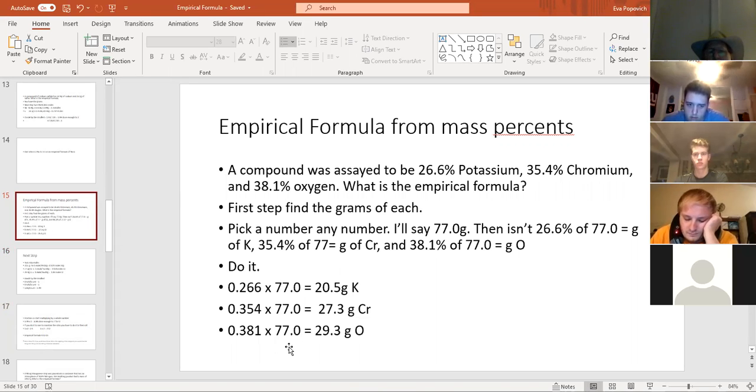I'm going to choose 77 just for kicks and giggles. And 0.266 times 77 gives me 20.5 grams of potassium. 0.354 times 77 gives me 27.3 grams of chromium. 0.381 times 77.0 gives me 29.3 grams of oxygen.